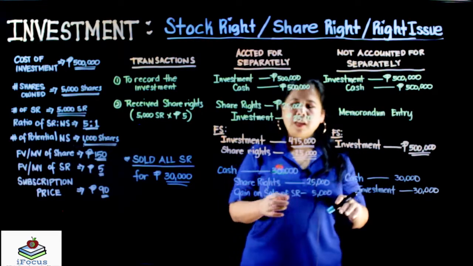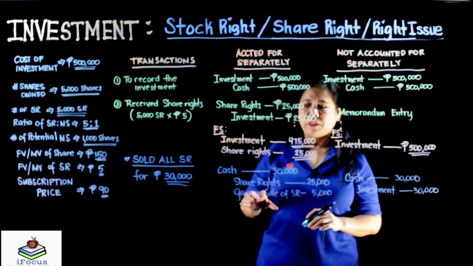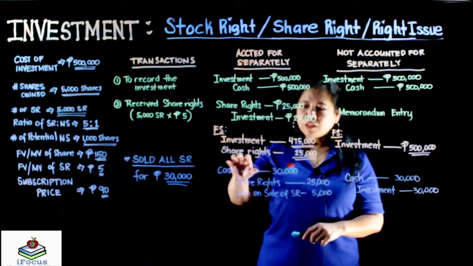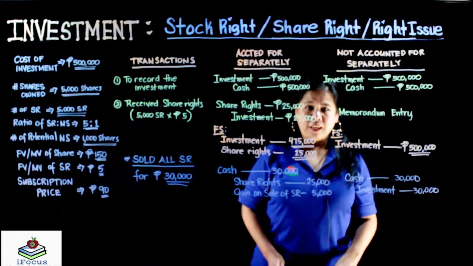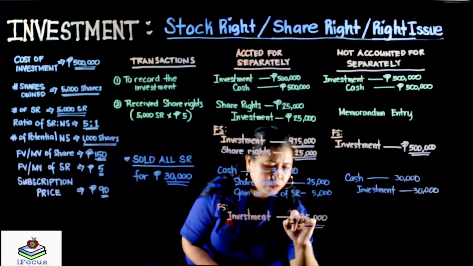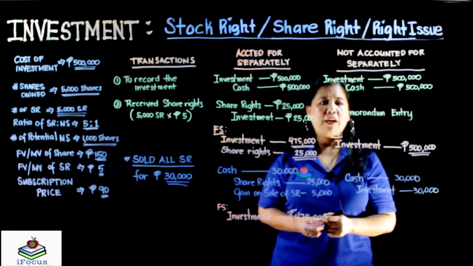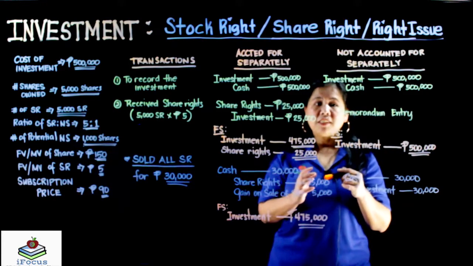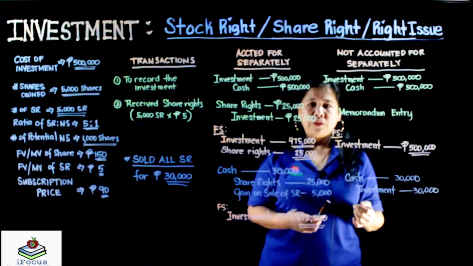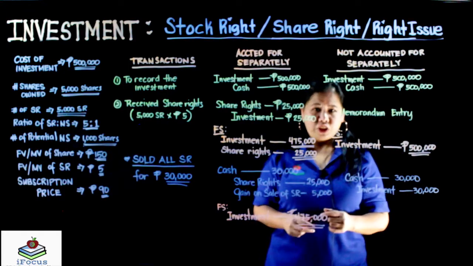So after selling this stock rights, ang magiging financial statement dito sa accounted for separately, ang kanyang investment will be 475,000. Wala na siyang share rights kasi na-zero out na natin dahil nga naibenta na niya yung share rights niya. At ang financial statement naman na not accounted for separately ay ang investment niya ay magiging 470,000. Dahil 500,000 nung in-acquire niya yung investment na yan, then nag-credit siya ng 30,000 nung ibinenta niya ang kanyang share rights.